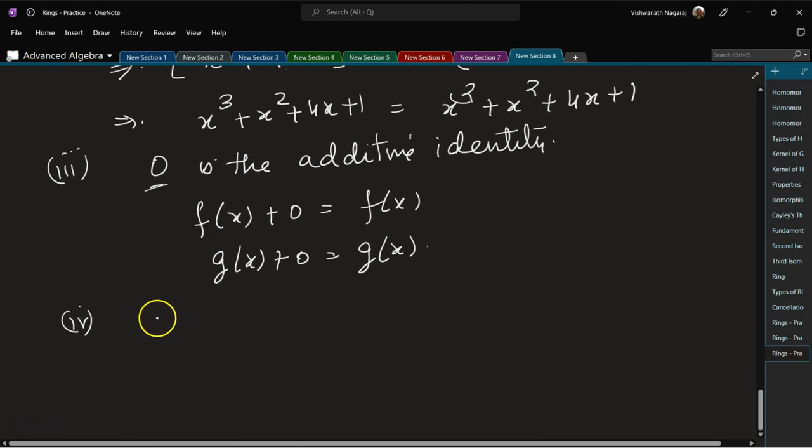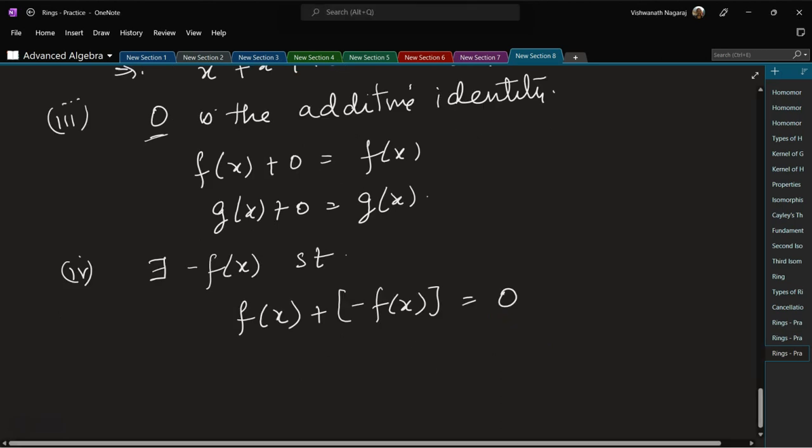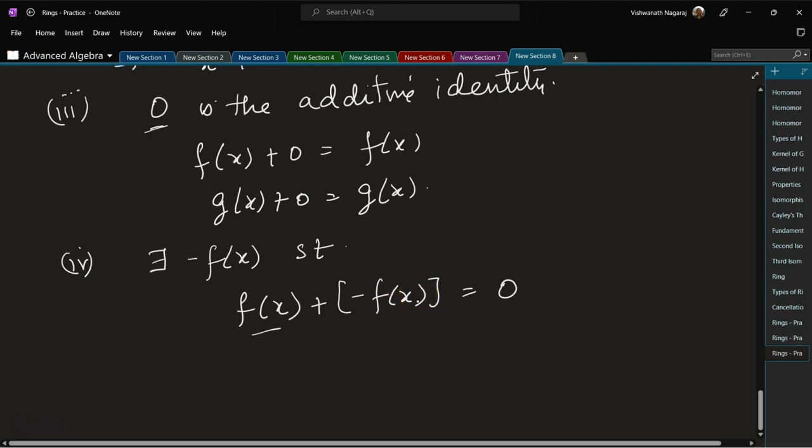So there exists an element minus f of x such that f of x plus minus f of x is equal to 0, which is the additive identity. So here f of x is not the specific polynomial. This is a generic polynomial, an arbitrary polynomial. So if you take the minus of that, you get the additive inverse.